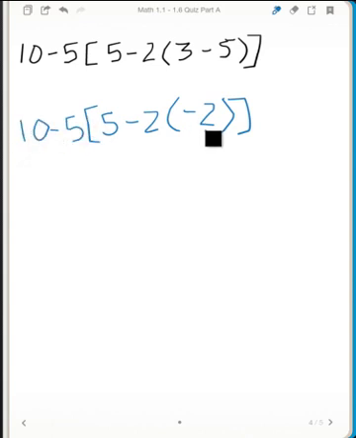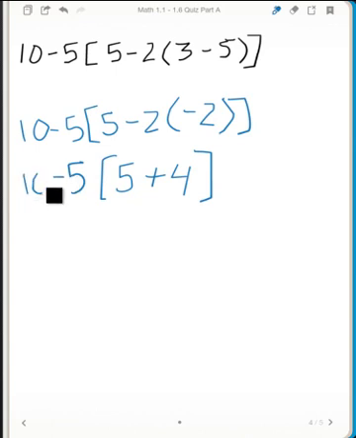Alright, so now I have a bracket here and I have to do the multiplication within the brackets before I do the subtraction here. So I have negative 2 times by negative 2. A negative and negative will give me a positive. 2 times 2 is a 4. Then I have my 5 square brackets, 5 minus 10.